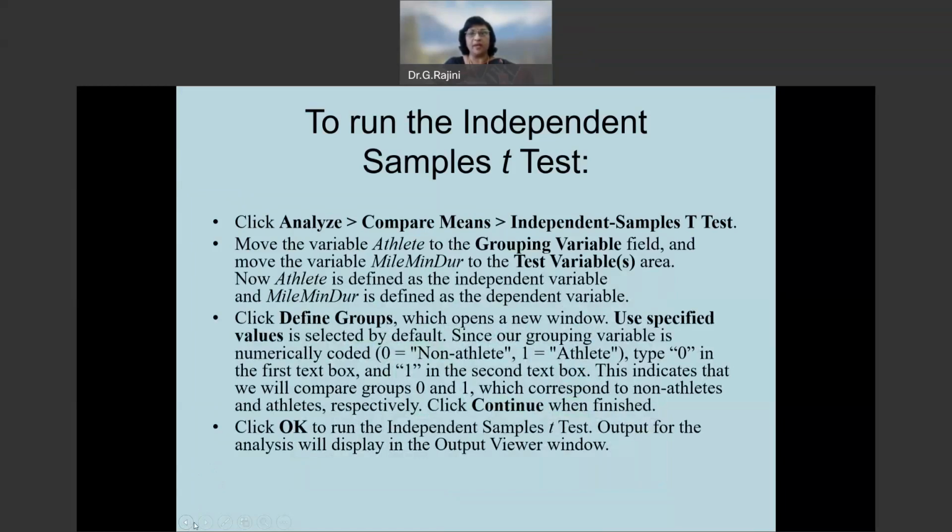So you go to Compare Means, you choose the grouping variable, the test variable, define groups, use specified values, then click OK, and you get the results.